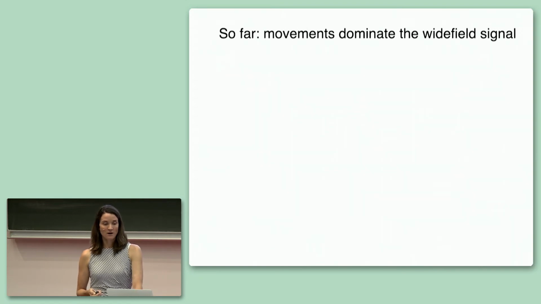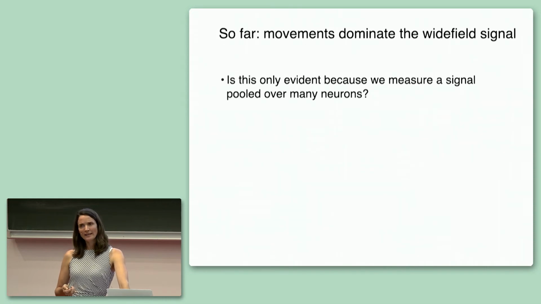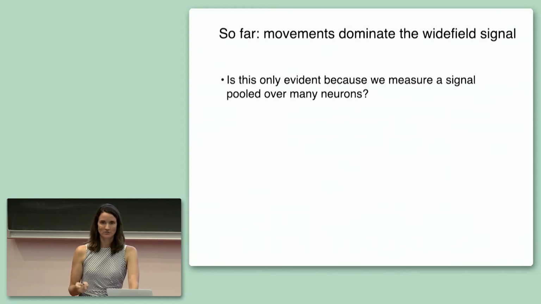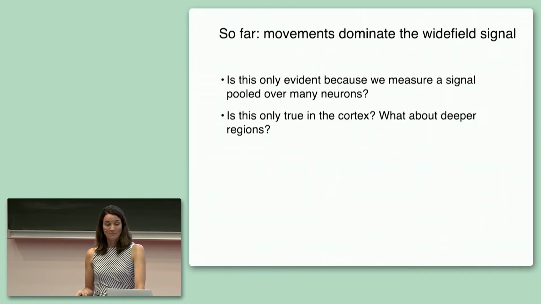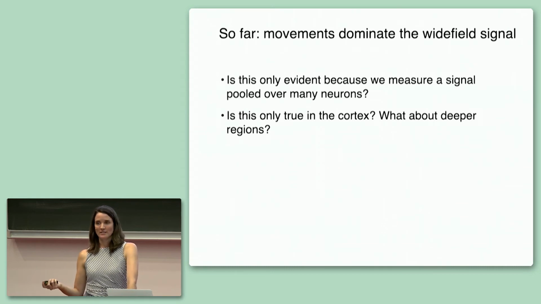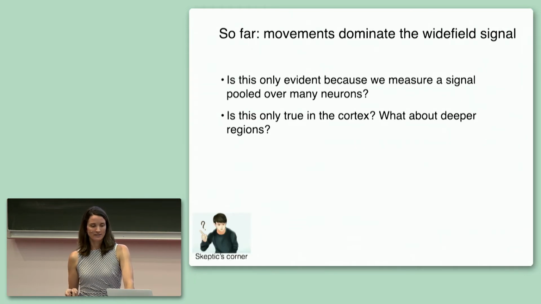Okay, so I've told you so far that movements dominate the wide field signal, but you might wonder, is this only evident because we measure a signal that's pooled over many neurons? What I showed you was not single neuron activity. We have 20 micron resolution, which is pretty good, but there are lots of neurons contributing to those signals. We don't really know where they are in terms of depth because we collect signal from throughout all the layers of the cortex. And you might wonder if this is only true in the cortex, right? We don't get access to subcortical structures with this method, and so just looking at the wide field alone doesn't get at this issue.